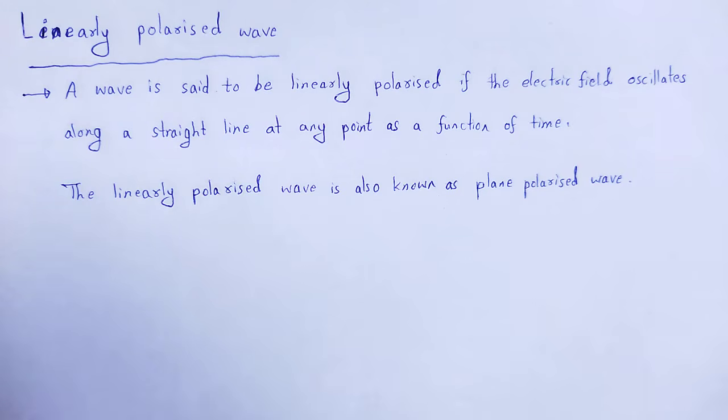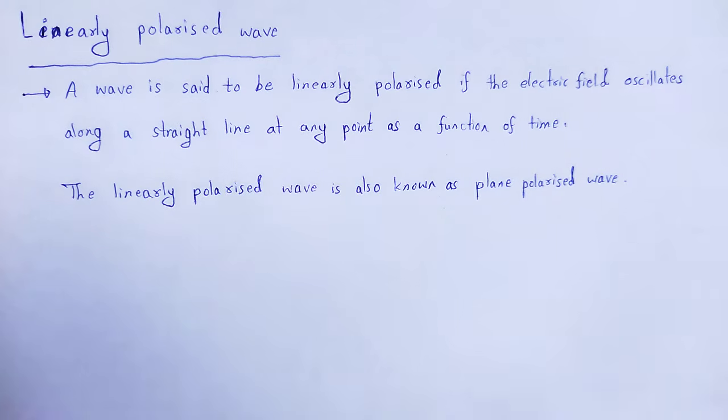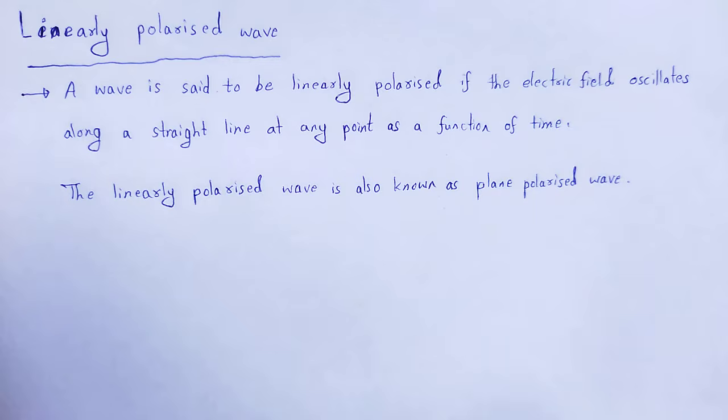We know that the propagation of an electromagnetic wave is the combination of an electric field vector and a magnetic field vector. These two are mutually perpendicular to each other and also perpendicular to the direction of propagation of the electromagnetic wave. That is the transverse nature of electromagnetic waves.